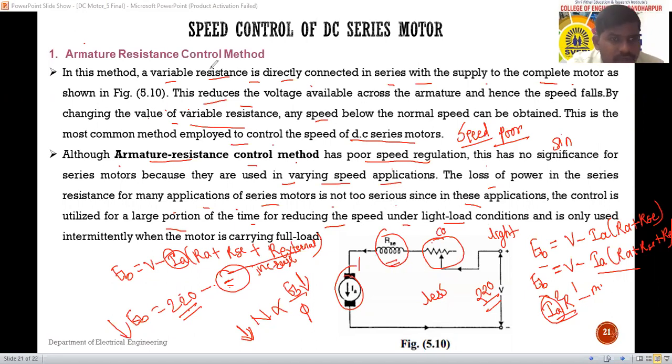These methods, that is tapped field control, armature diverter and field diverter, we have already discussed, and today we will discuss armature resistance control method and tapped field control method. Okay, is there any doubt about this?